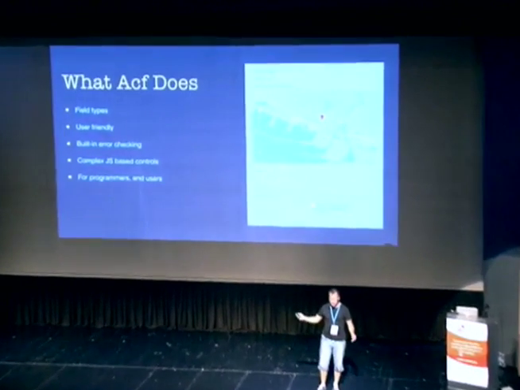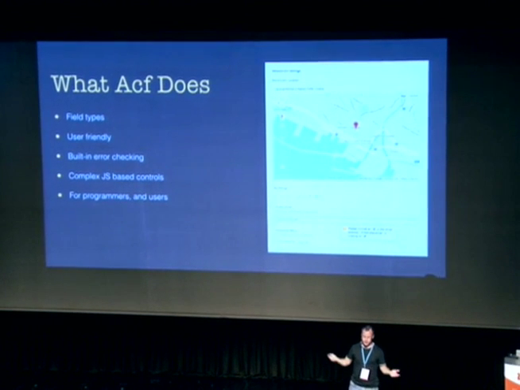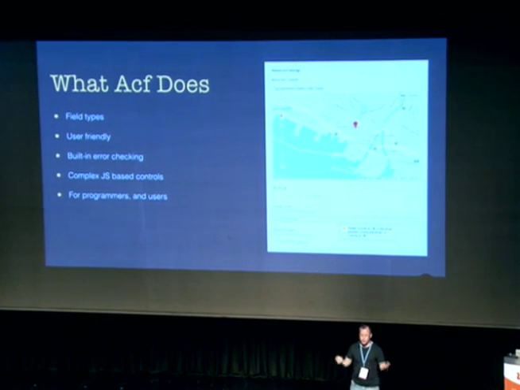And as you can see, there are many, many fields. There's a radio button field there. There's an email field. There's a file field. And there are other complex JS-based controls like the map. Like, for example, there's a date picker, a color picker. There's a what-you-see-is-what-you-get editor, and so on.